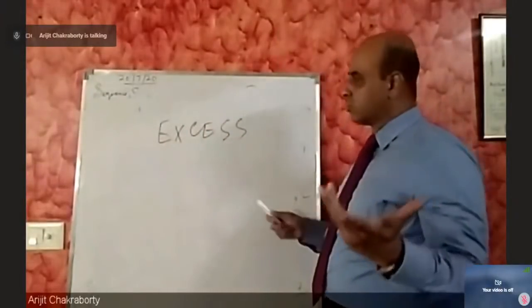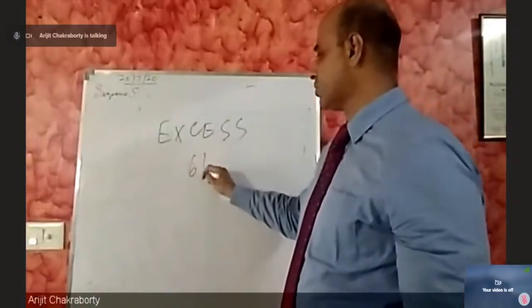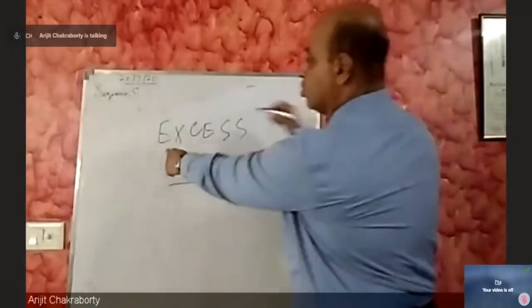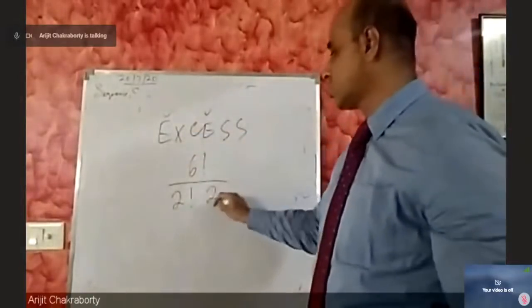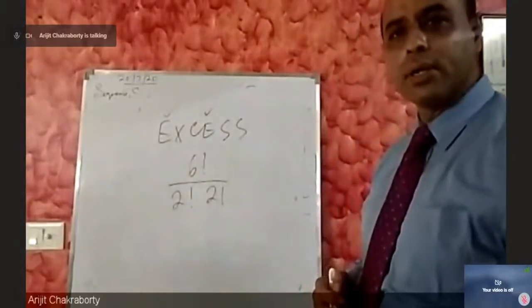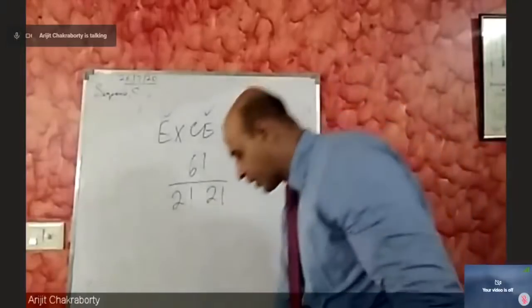Excess. What to do? 1, 2, 3, 4, 5, 6. Okay, 6 factorial, fine. But we have 2 E's, so 2 E's, and we have 2 S's. Okay, whatever will be the result, just use a calculator to find out.